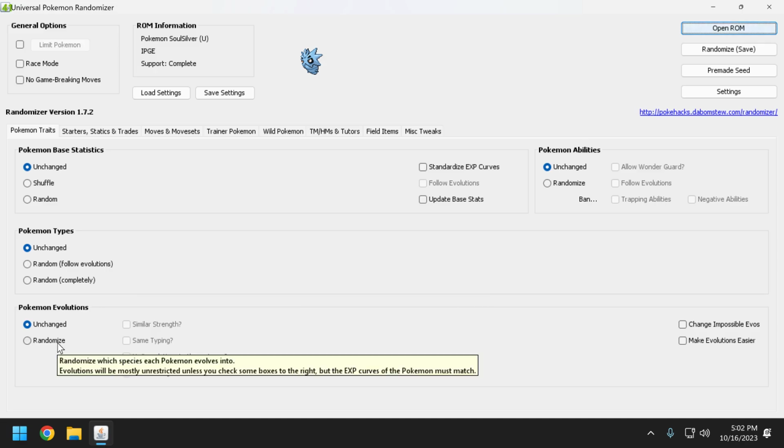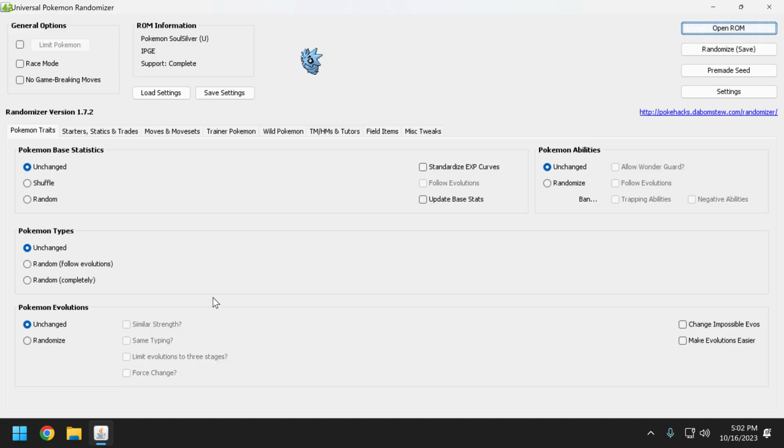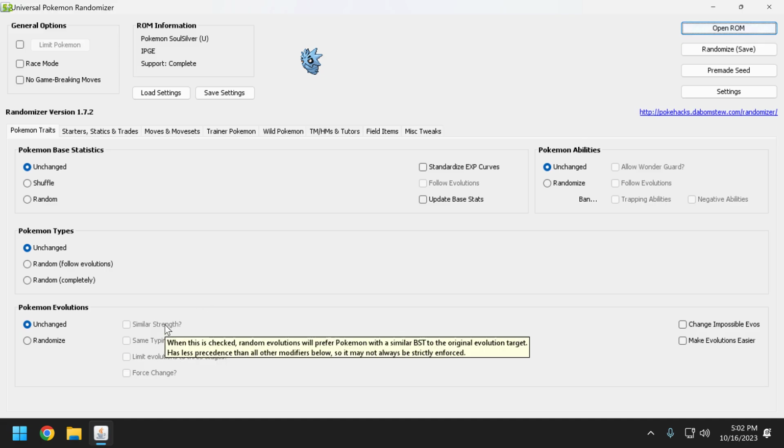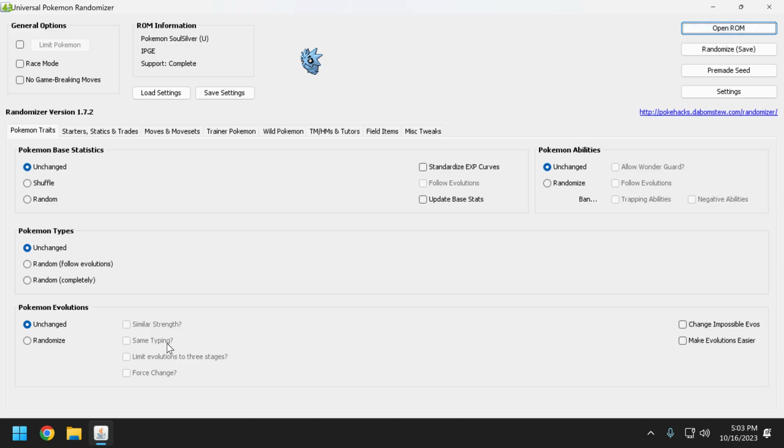You can pretty much randomize every single Pokemon that has an evolution stage, what it will evolve to. So you could evolve a Pidgey into a Caterpie. And the cool thing is you can kind of keep it to the same general strength level, the same type. You can limit it by the evolution stages. And then if you want to, you can make it so that every Pokemon always evolves into something other than the Pokemon it did evolve into.